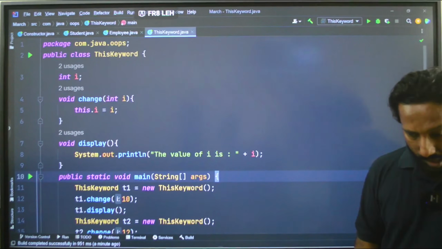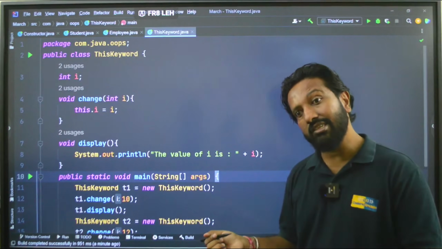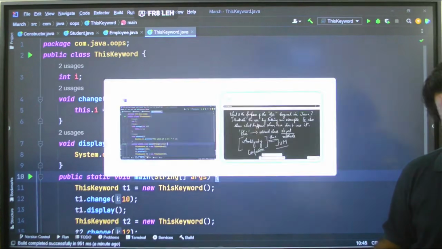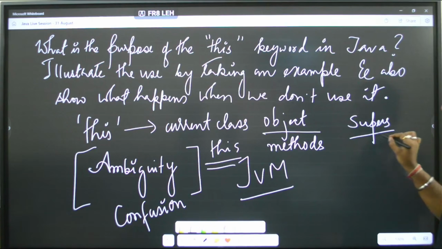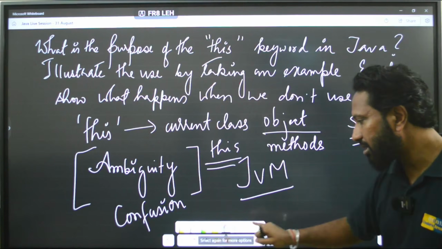Now, there is one more very important keyword which is the super keyword. The super keyword is used for parent class objects or parent class functions. Sorry, not supers, it is super.